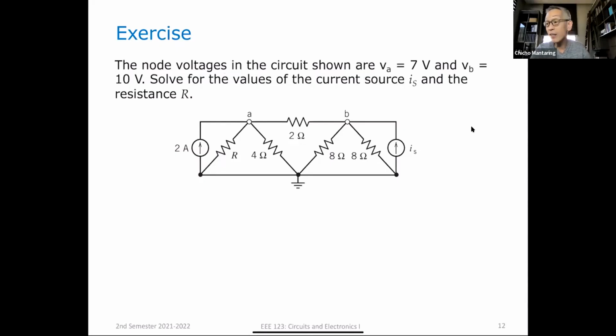Okay, the correct answer is R is equal to 4 ohms and I of S is equal to 4 amperes. So, medyo a number of you got it right.